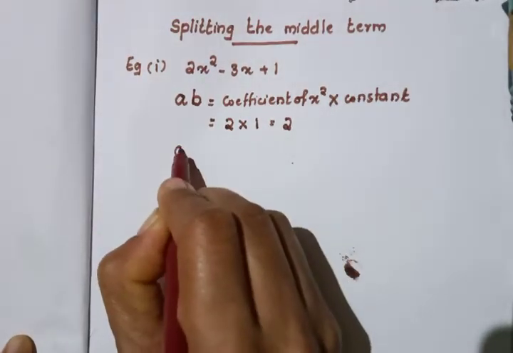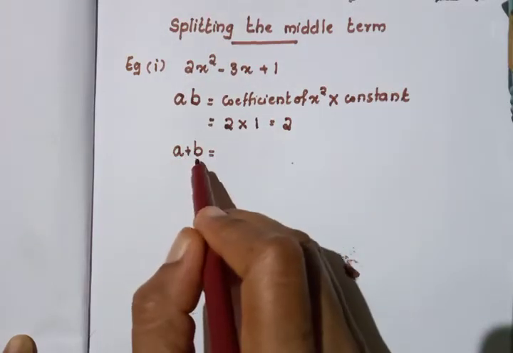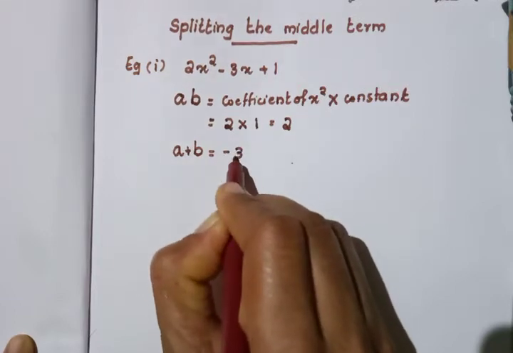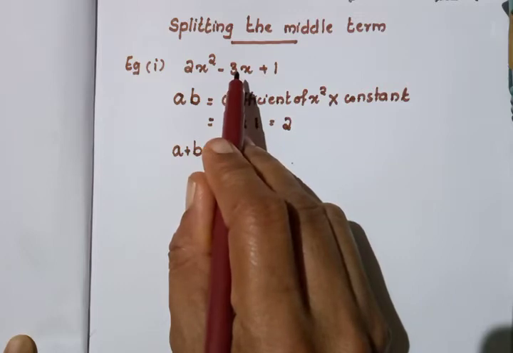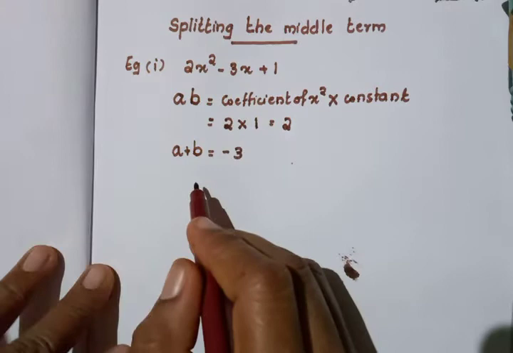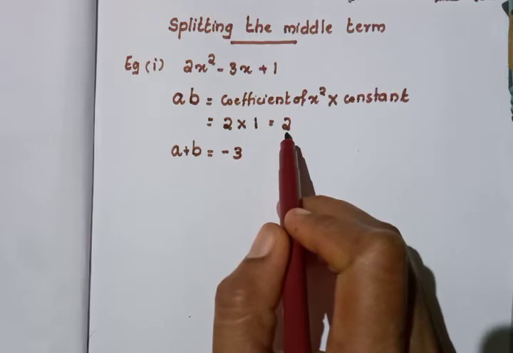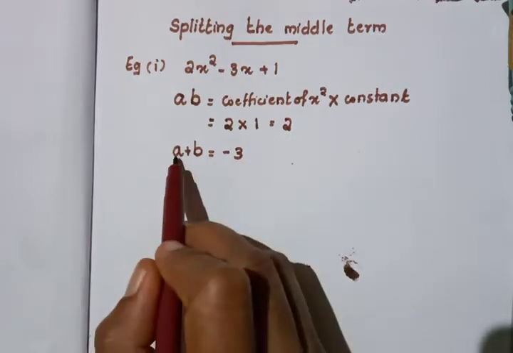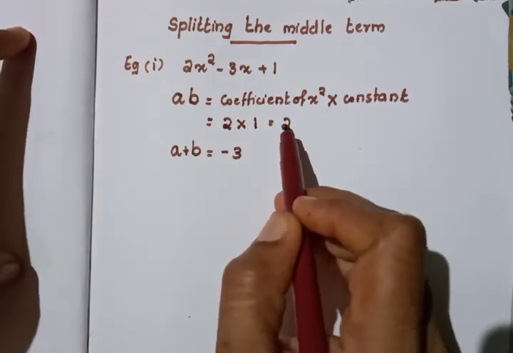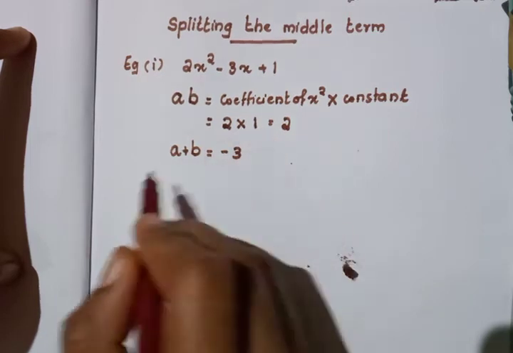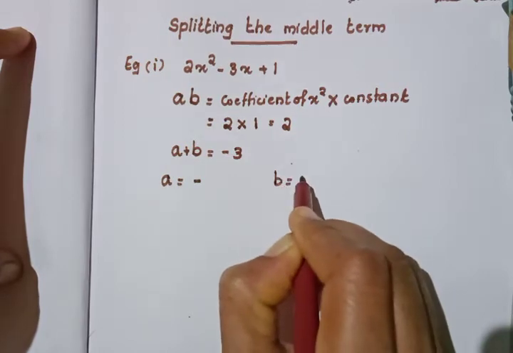Now what is the sum of those two numbers? That is a plus b. What is a plus b here? Negative 3, that means the coefficient of x. Same thing we took last class also. Clear? Now you need to find two numbers whose product is positive 2 and whose sum is negative 3. You got the idea? Since the product is positive and the sum is negative, both the numbers a and b are negative.